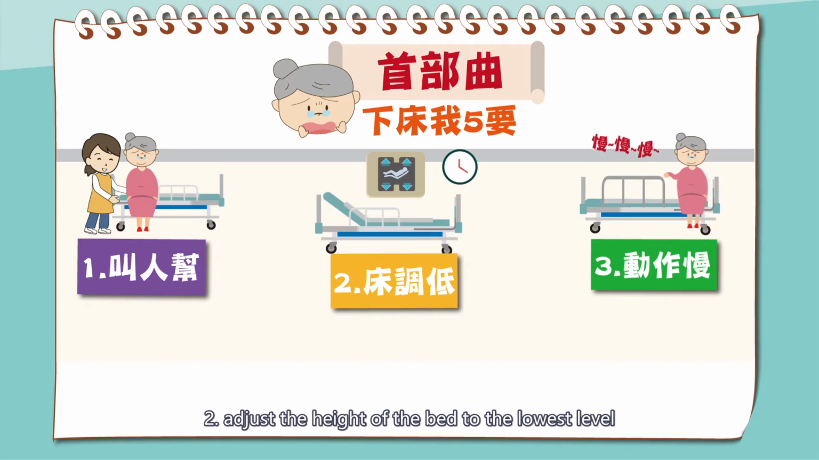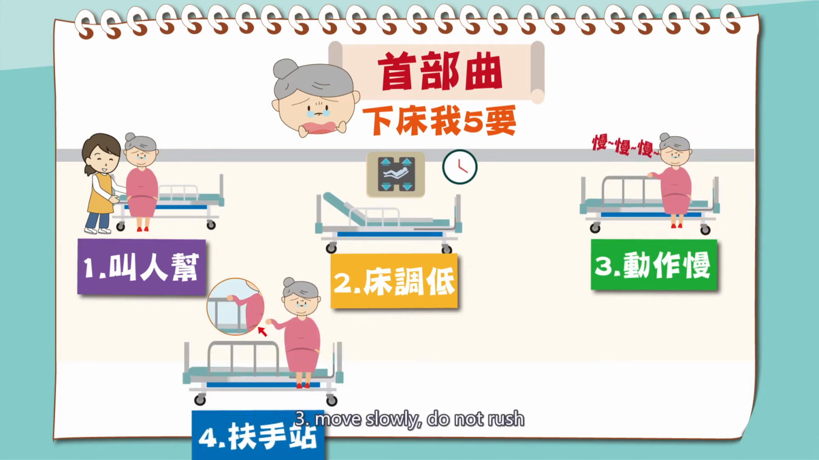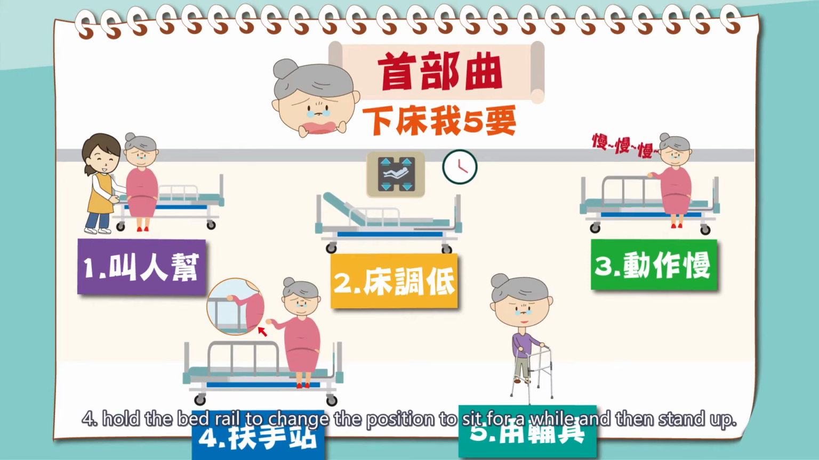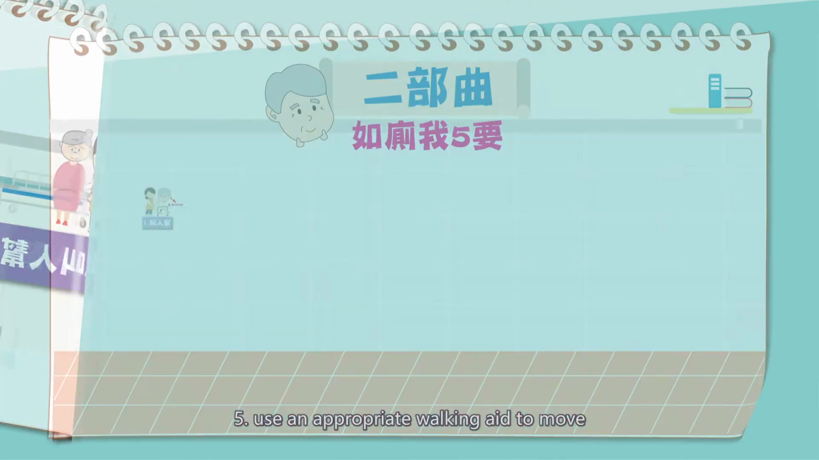2. Adjust the height of the bed to the lowest level. 3. Move slowly, do not rush. 4. Hold the bed rail to change position, sit for a while and then stand up. 5. Use an appropriate walking aid to move.